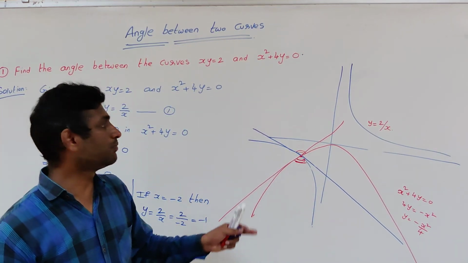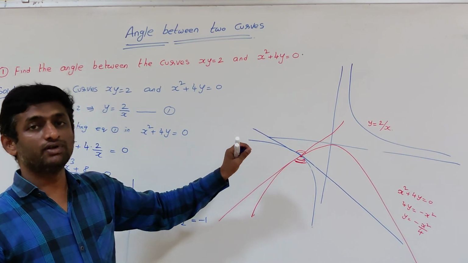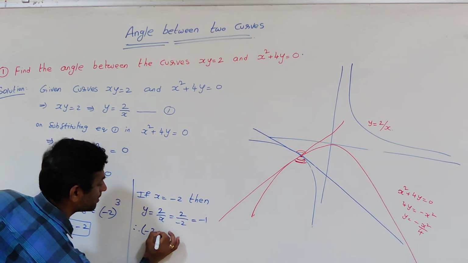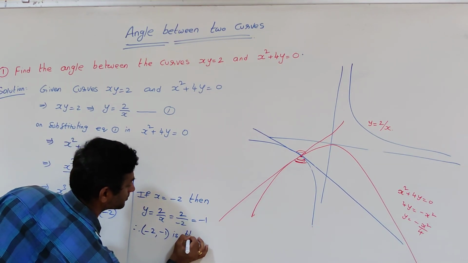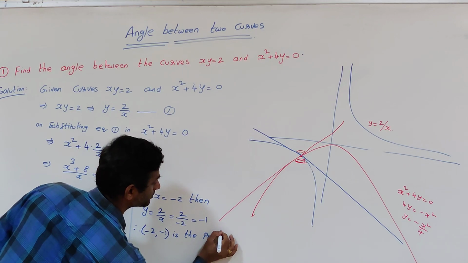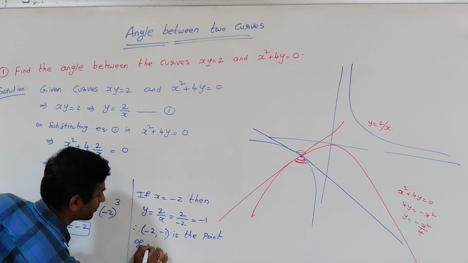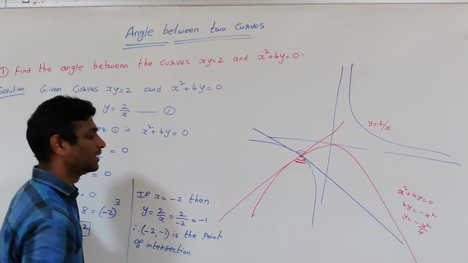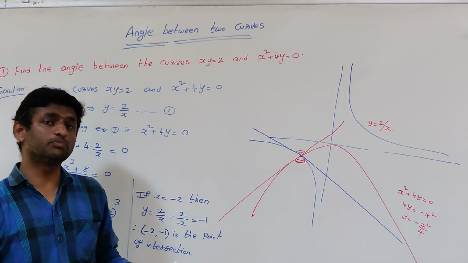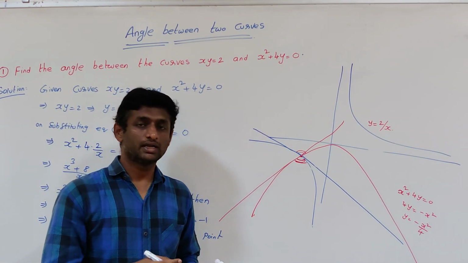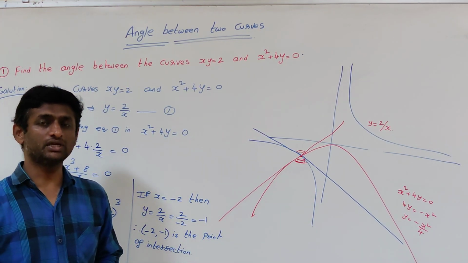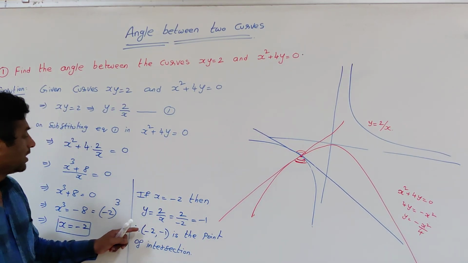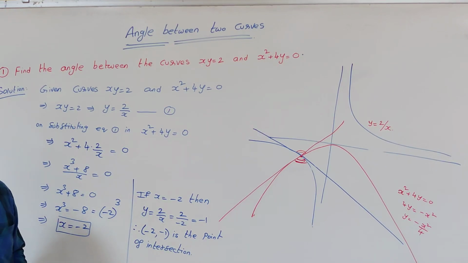Means we can say the point of intersection of two curves will be in the third quadrant, as minus 2 comma minus 1 is the point of intersection. In some problems they may give the point of intersection, but in some problems if they are not mentioned, then we have to find out what will be the point of intersection. So at this point we have to find out the angles.